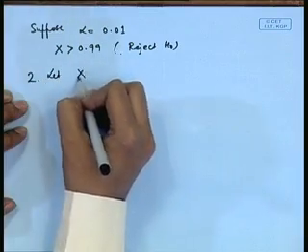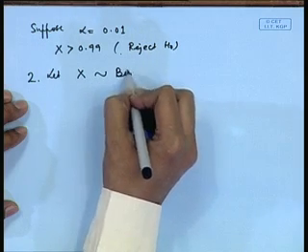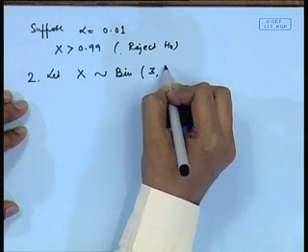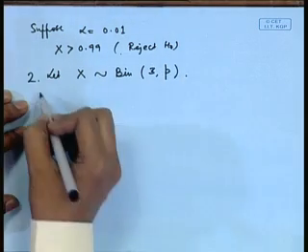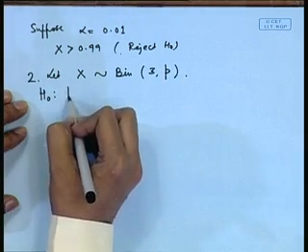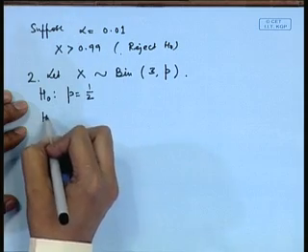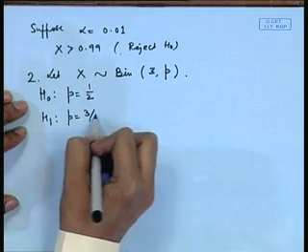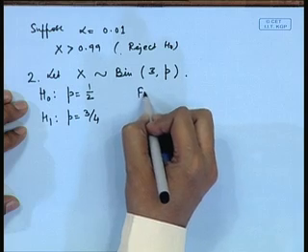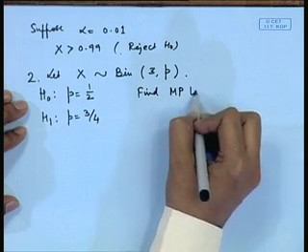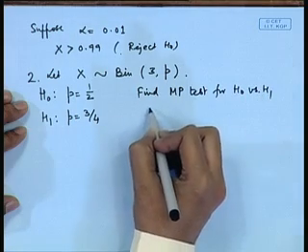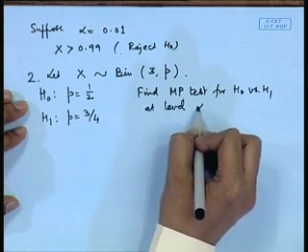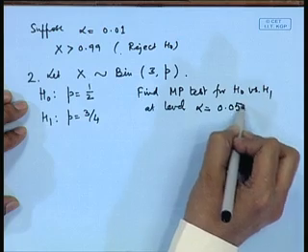Let me take this example here. Let X be a binomial random variable with parameters n is equal to 3 and probability of head p. We want to test H naught: p is equal to half against H1: p is equal to 3 by 4. So, find the most powerful test for H naught against H1 at level alpha equal to 0.05.